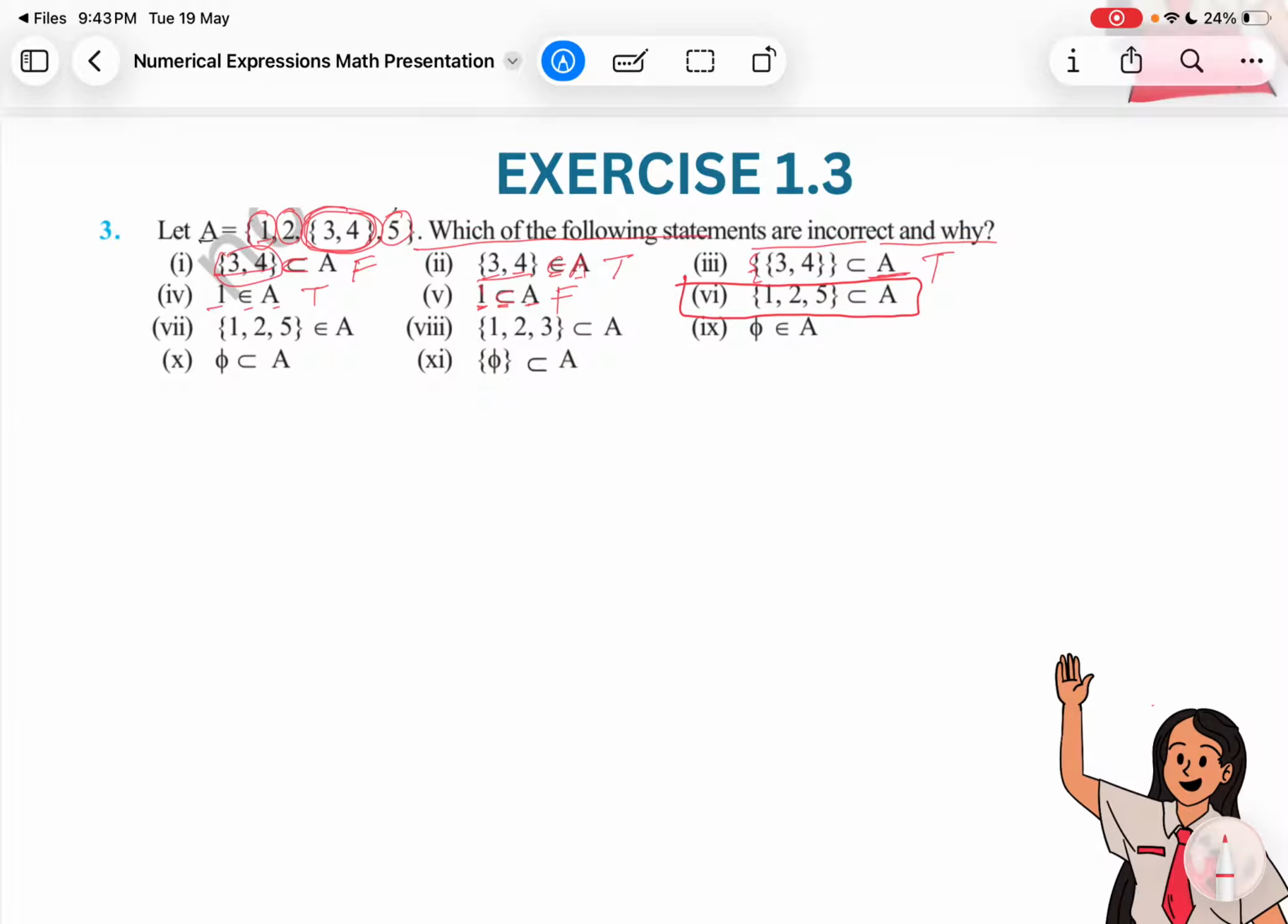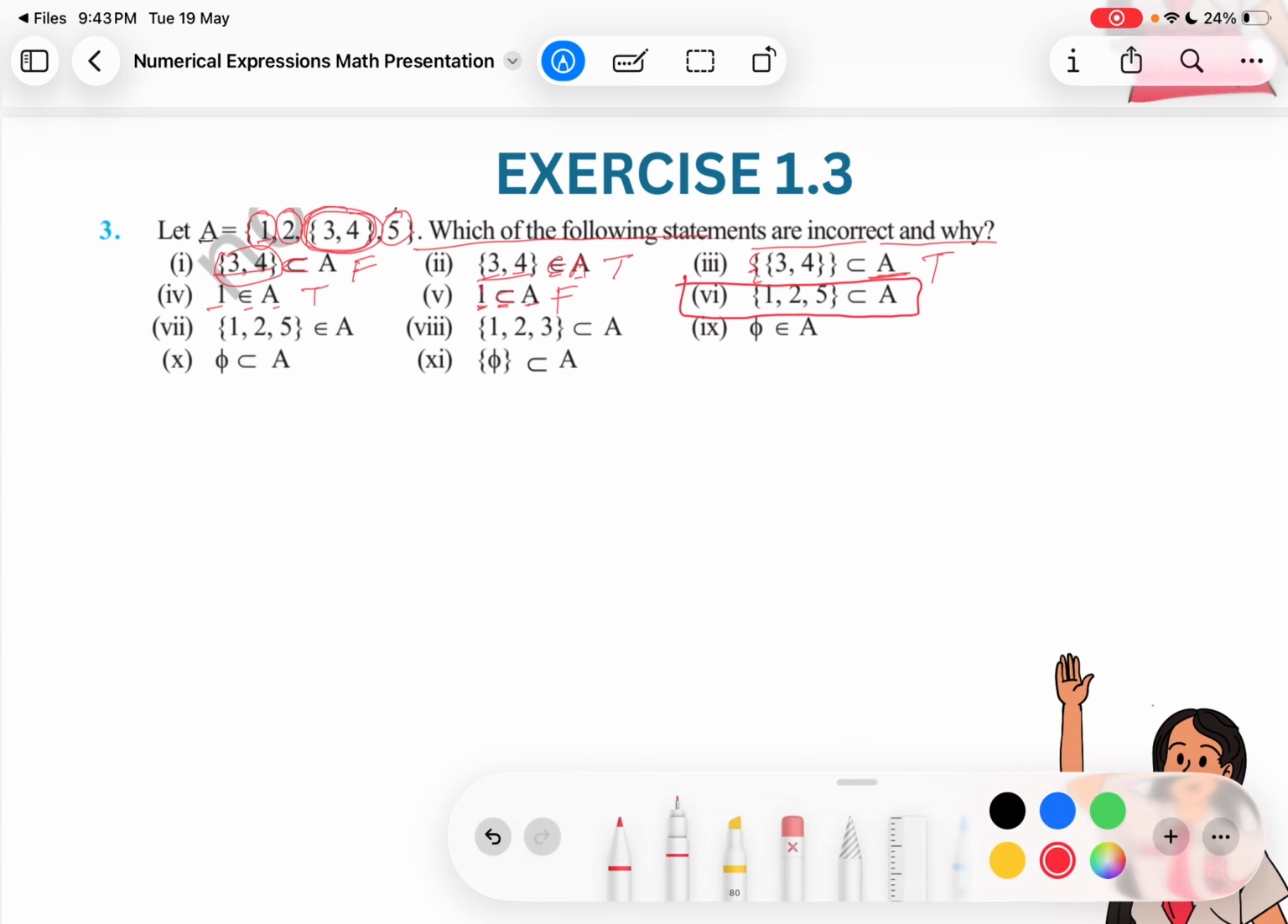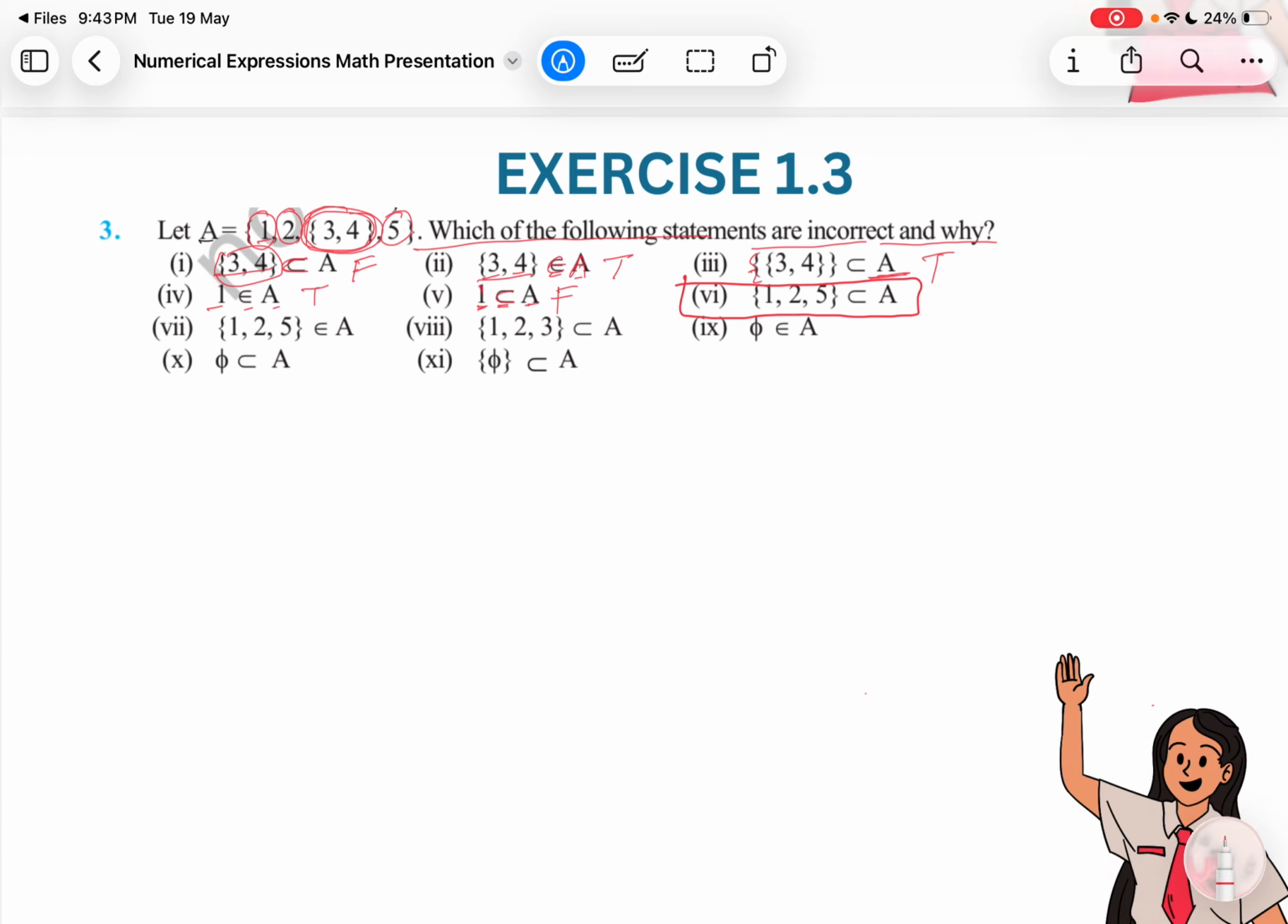Is this true or false? And if true, then why? And if false, then why? Okay, I hope you will comment it below and you will check your knowledge of sets.